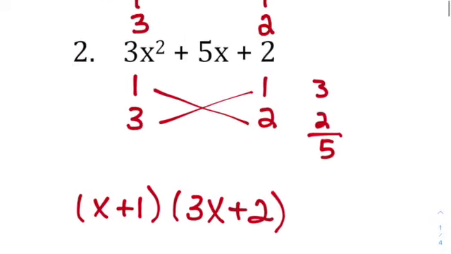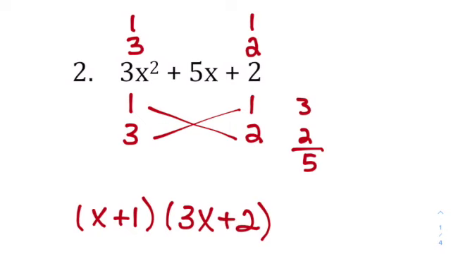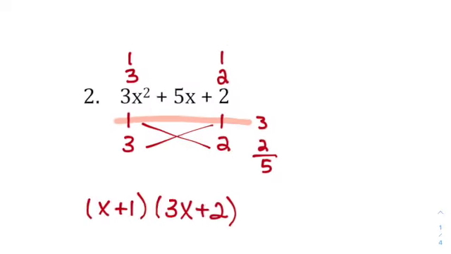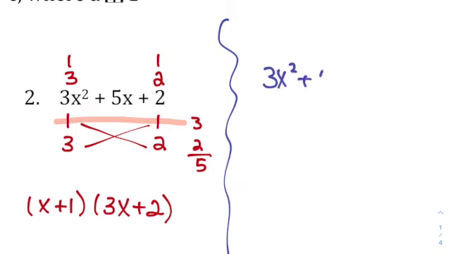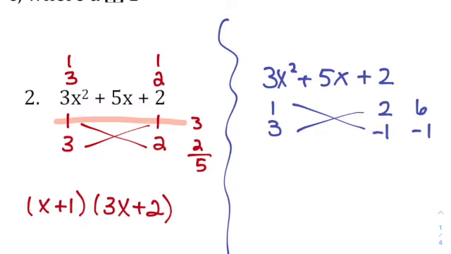Example number 2, if you put down 1 and 3 and 1 and 2, you will get the answer, writing it sideways, x plus 1, 3x plus 2. Now, some of you guys were wondering, is it possible to change location? So let's say 3x squared plus 5x plus 2. You say, I can't do 1 and 3. How about I do 2 and 1? Because if I do this is 6 and then I do minus 1 right here, I will get my positive 5.